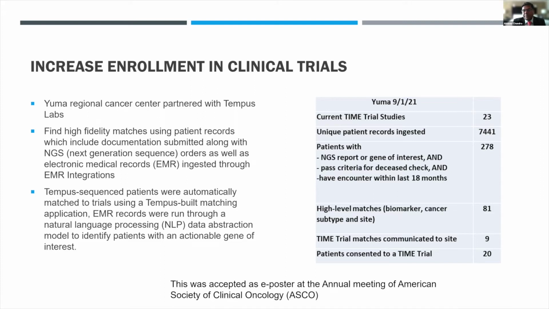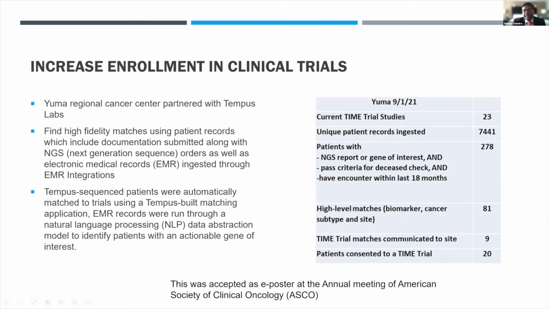Now, by no means would any person have been able to handle that workload. Patients who had an NGS report or a gene of interest and went through the first pass, like they were not deceased and the encounter was within 18 months, we identified about 278 of those patients. And then subsequently, there were more high-level matches, matching the biomarker, the cancer subtype, and site. So kind of a preliminary inclusion criteria. There were about 81 of those identified.